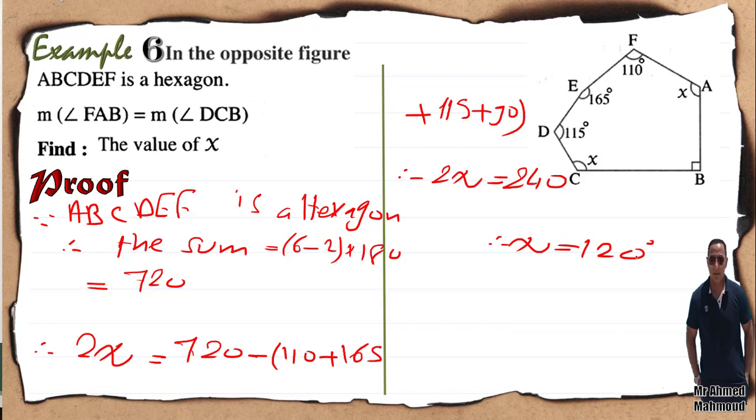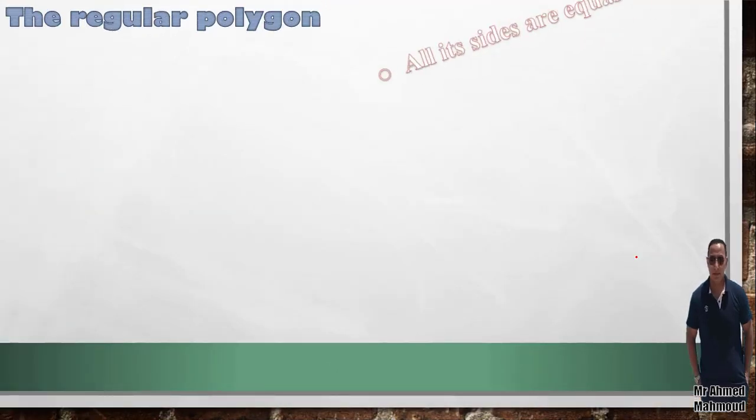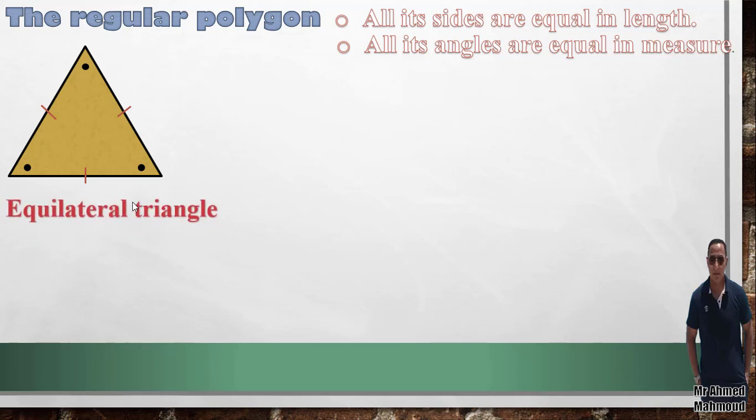Now let's study a new concept called regular polygons. A regular polygon is any polygon in which all its sides are equal in length and all its angles are equal in measure, and the two conditions must be satisfied together. For example, this triangle, all its sides are equal in length and all its angles are equal in measure, so it is a regular triangle. The regular triangle is called an equilateral triangle.